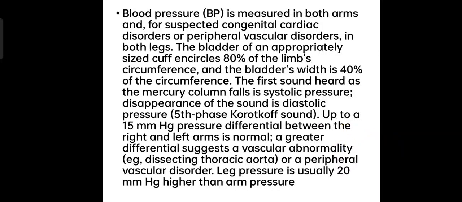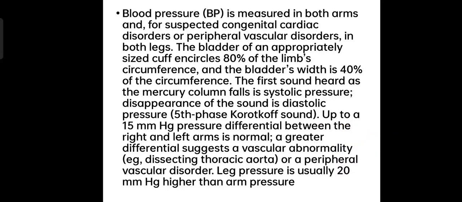Blood pressure is measured in both arms and, for suspected congenital cardiac disorder or peripheral vascular disorder, in both legs. The bladder of an appropriately sized cuff encircles 80% of the limb circumference and the bladder's width is 40% of the circumference. The first sound heard as the mercury column falls is systolic pressure and the disappearance of the sound is diastolic pressure. Up to a 15 mmHg pressure difference between the right and left arms is normal.